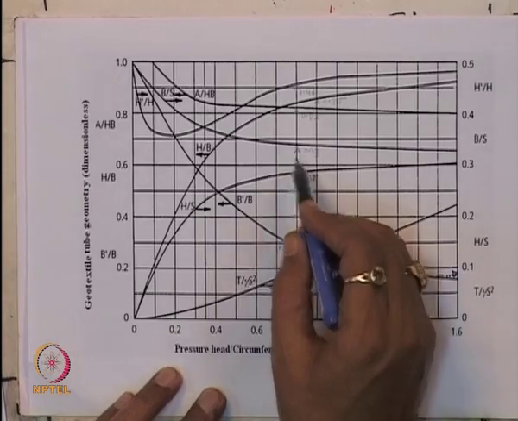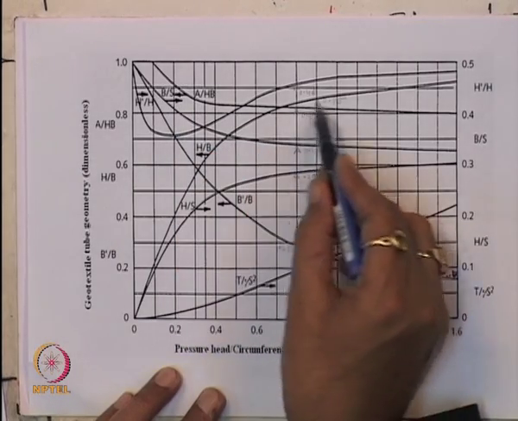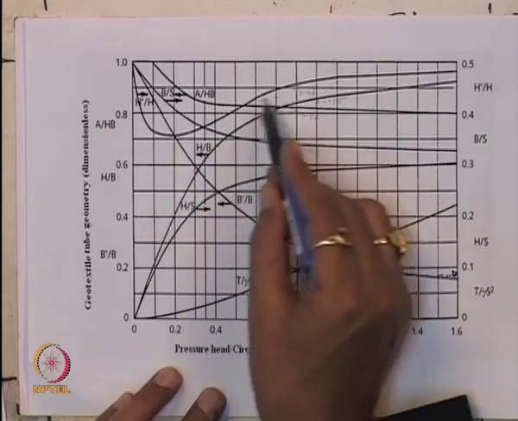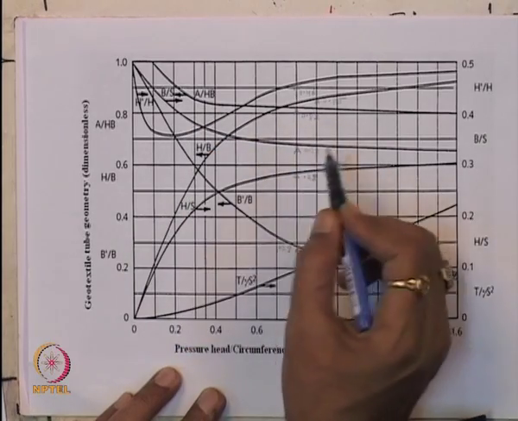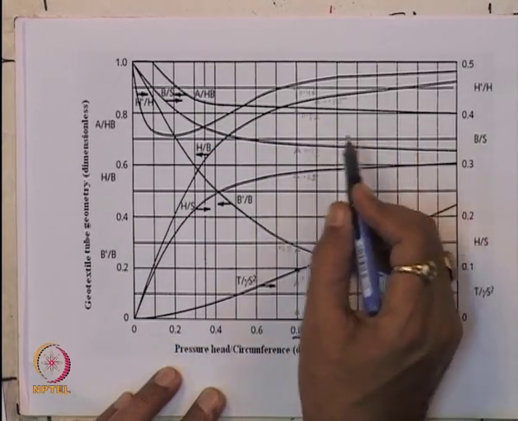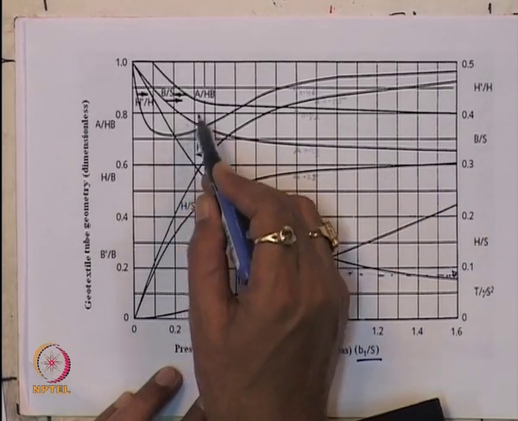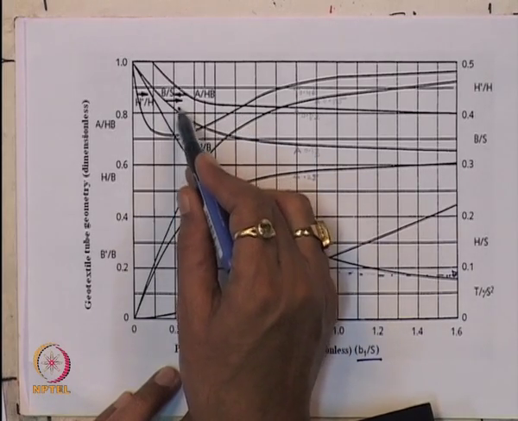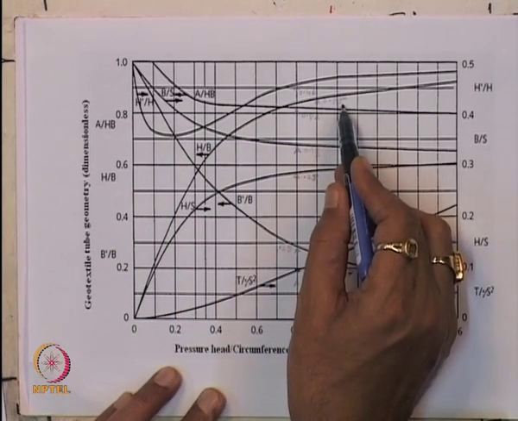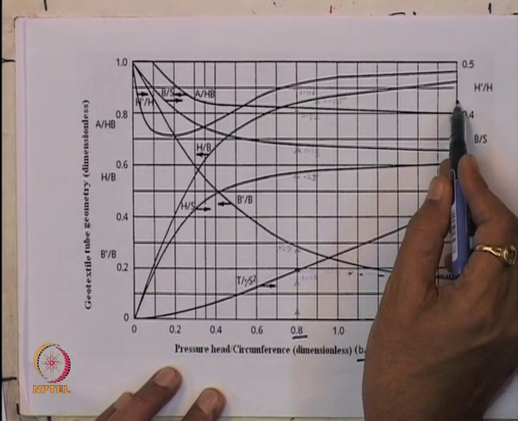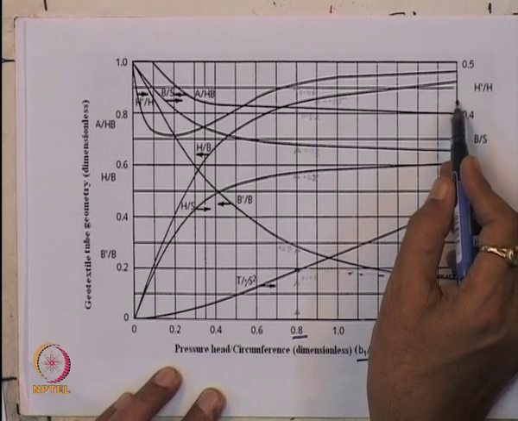So B1 by S is 0.8, and suppose it is 0.8 on this curve, B1 by S. Okay. So this is the B by S curve, so B by S in this direction will give you about 0.33. So B will be equal to 0.33 into 10, that means 3.3.